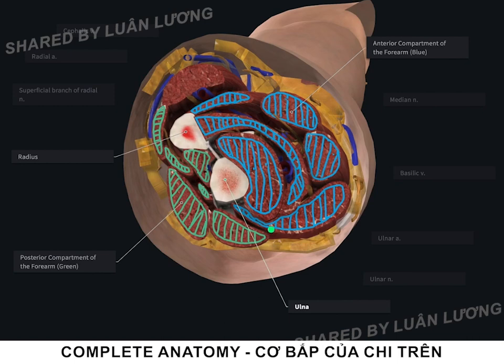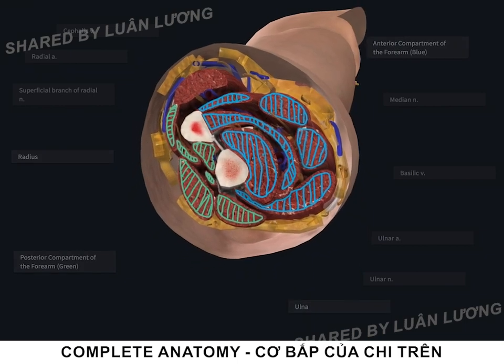In blue, I've drawn the more anteriorly and medially located anterior compartment, which is going to contain the flexors of our wrist and hand. While in green, I've drawn the posterior compartment muscles, which are going to be extensors of the wrist and hand and located posteriorly and laterally within the forearm.